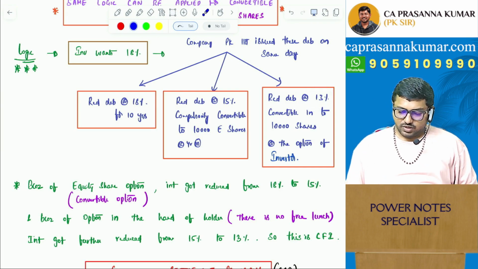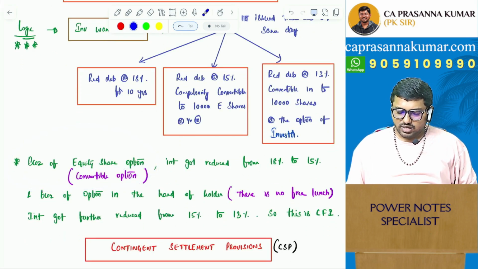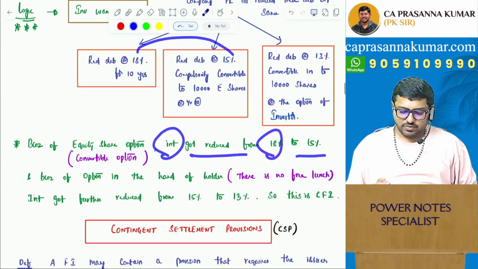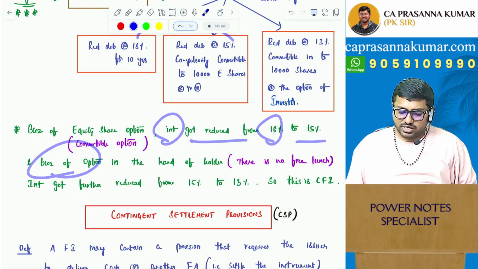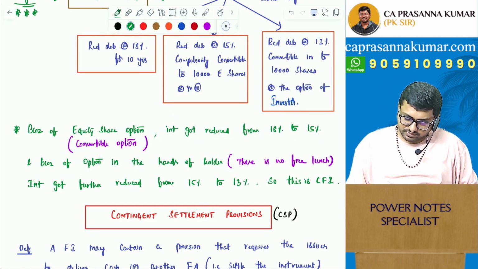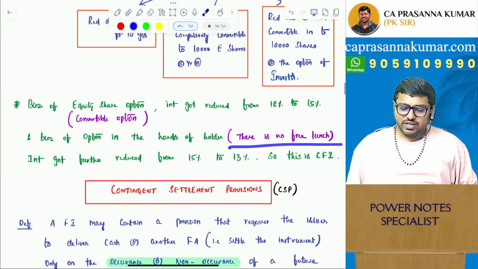So the point that you need to understand is, because of the equity share option, that is the convertible option, interest got reduced from 18% to 15% year to year. And because of the option in the hands of the holder, holder is nothing but investor. There is no free lunch, nothing comes free.